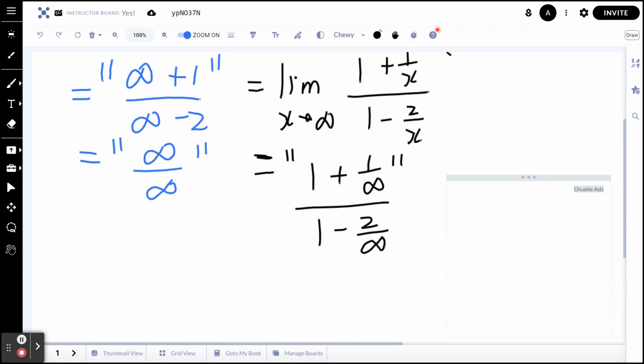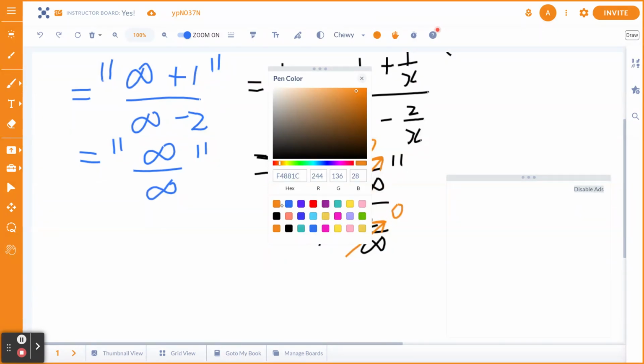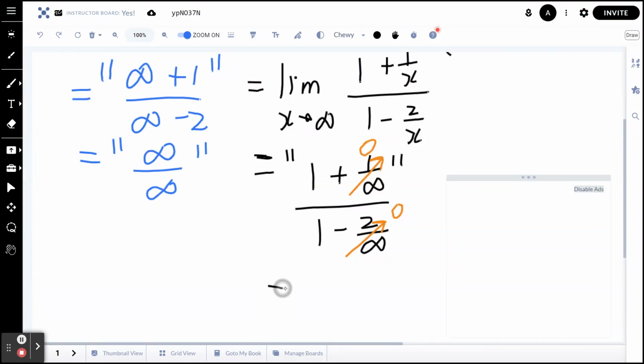And again, you've got to be mindful. In the world of limits, 1 divided by infinity is basically 0. 2 divided by infinity is basically 0. So your final answer is going to be 1 divided by 1, which means it equals 1.